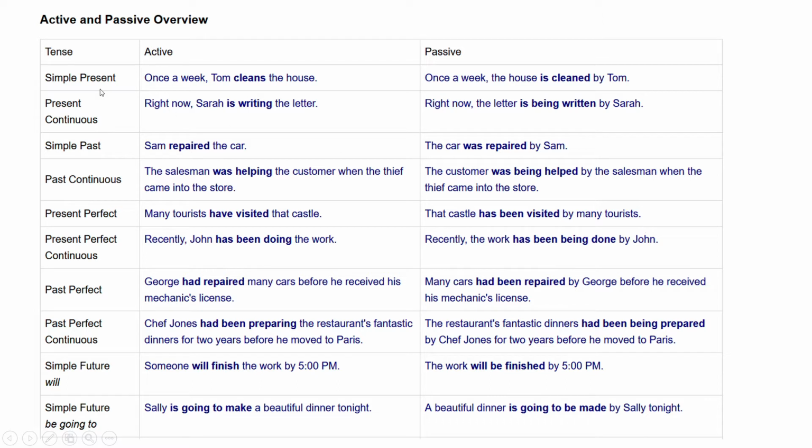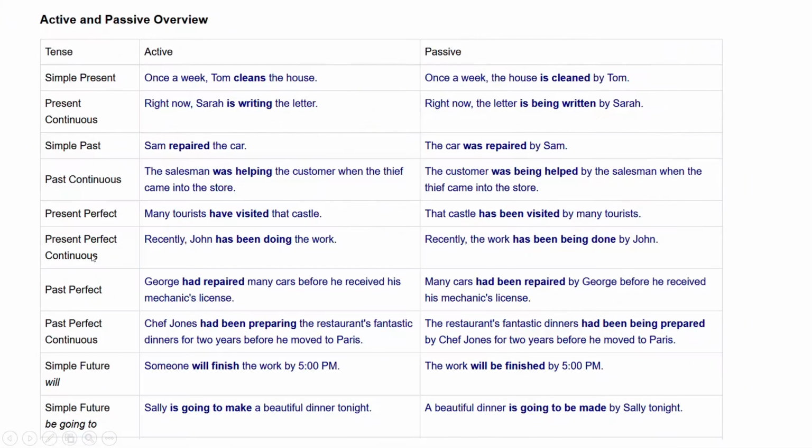Okay? So previously we have continuous using being. Right? Now we have perfect using been. So every perfect tenses you will have to use been. Has been visited, has been being done, had been repaired, okay? Had been being prepared, yeah? So that's the clue of perfect tenses, okay?